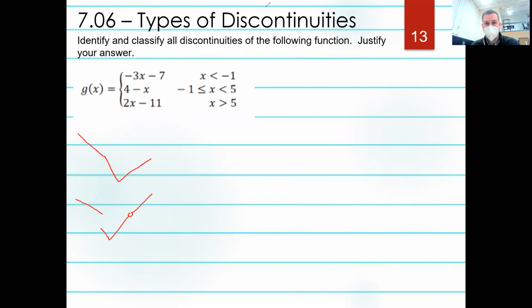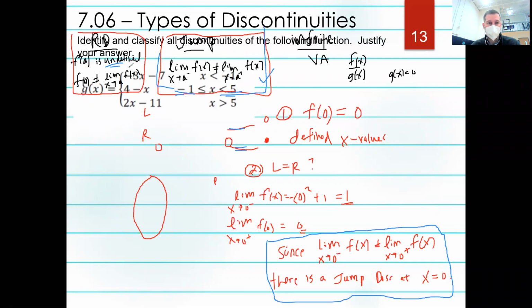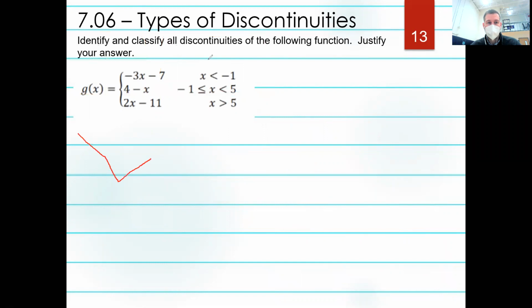So let's keep in mind our definitions of discontinuities: removable, jump, versus infinite. Okay, so let's take a look. The first thing we're going to do is find the defined value. We're going to look at -1 and 5 themselves. So let's find f of -1 and see what that gives us. And then we're going to find f of 5 and see what that gives us.